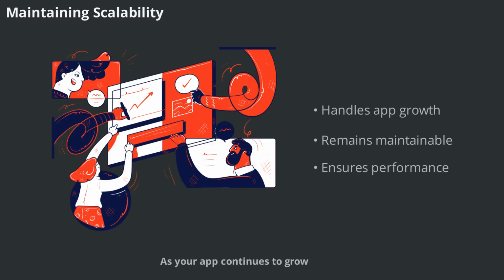As your app continues to grow, maintaining scalability becomes increasingly important. A well-architected deep linking system can handle an expanding number of screens, modules, and navigation rules without becoming unwieldy. By focusing on modularity, centralization, and testability, you ensure that your app remains maintainable and performant over time.